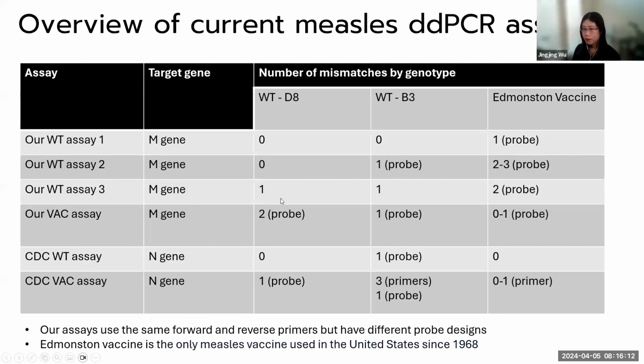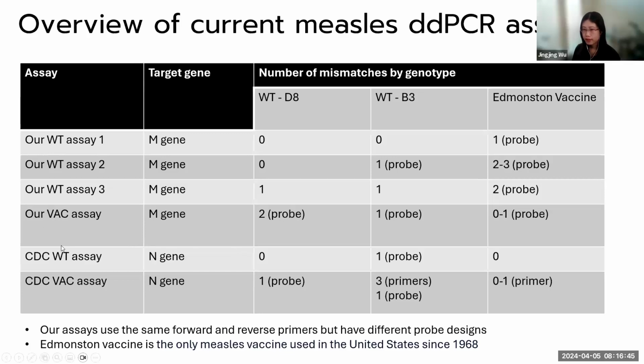We have one mismatch with both the wild type strains and two with the vaccine strain. We made this design to see if the amplification can happen when there is only one mismatch, but cannot happen with two mismatches. If so, we will be able to amplify only the wild type strains. And then we also use the locked nucleic acid for the wild type assay 3 design to improve its specificity.